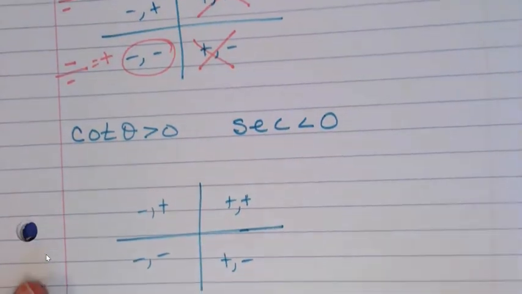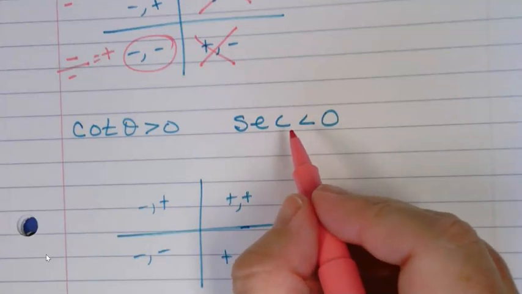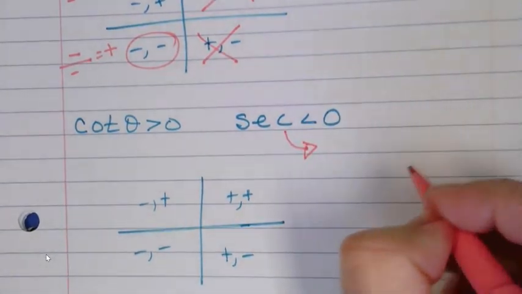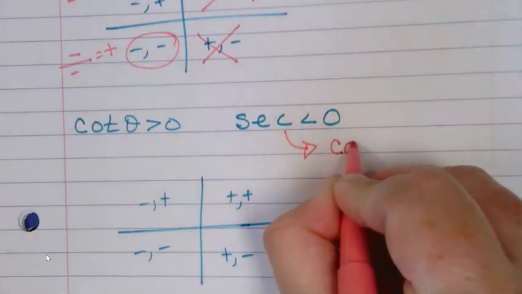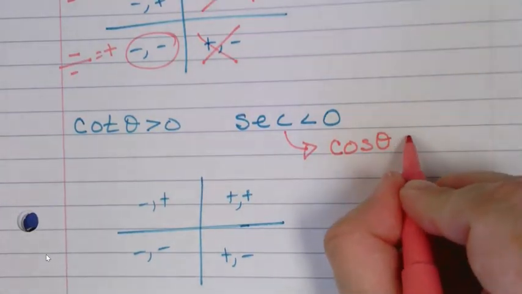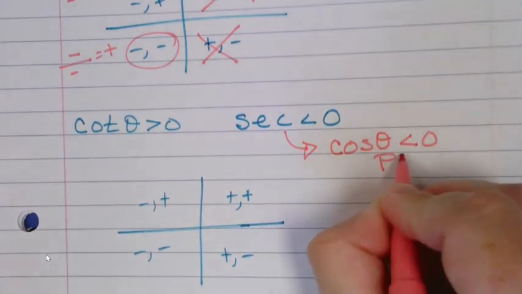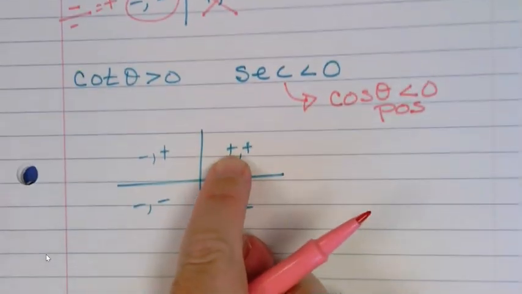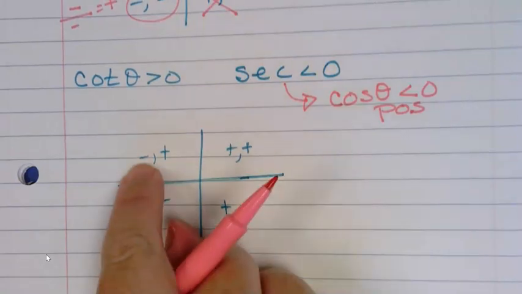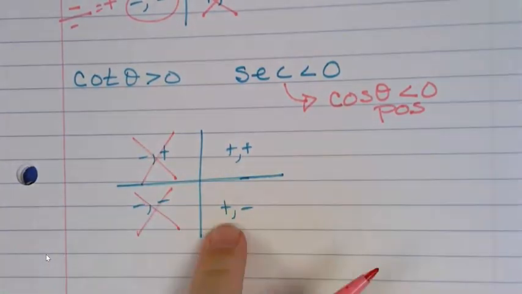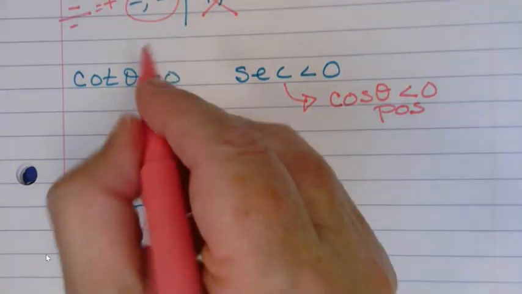Okay, here we go. So let's first do this. Let's get secant back into what it is. Secant is the reciprocal of cosine. And if secant's positive, then guess what? Cosine is positive as well. Okay, so cosine, we just did positive, the first one. It's negative here, everybody's negative here, and positive there.